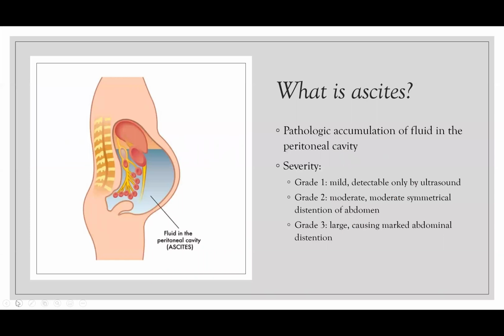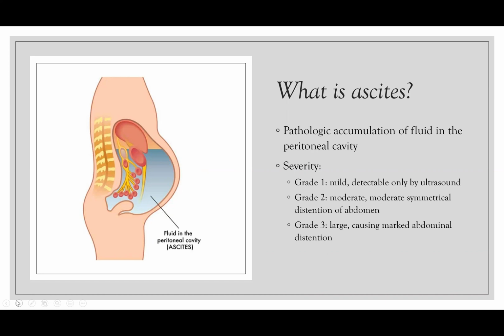Ascites is the pathological accumulation of fluid in the peritoneal cavity. The peritoneum is the tissue that lines the abdomen wall and covers most of the organs in the abdomen. This can further be broken down into three different severity classes. Grade 1 is mild and detectable only by ultrasound. Grade 2 is moderate and has moderate symmetrical distension of the abdomen. And finally, grade 3 is large, causing marked abdominal distension.